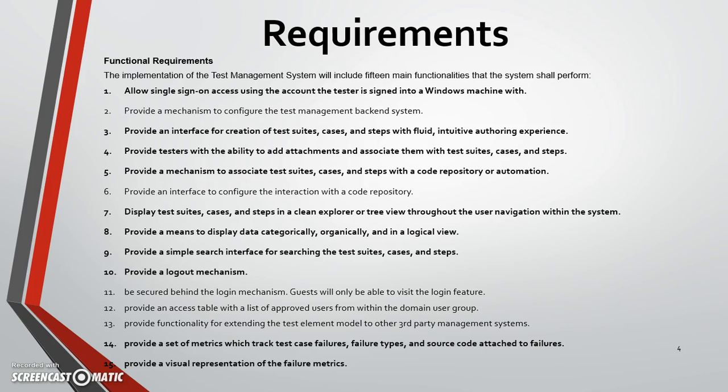So number 7 is to display the tests in a clean Explorer or tree view throughout the user navigation within the system. Provide a means to display data organically in a logical view. Number 9, provide a simple search interface for searching your tests. And number 10, provide a logout mechanism. Number 14 and 15 were part of my contribution, which was to provide, aside from the automation, a set of metrics which track test cases, failures, failure types, and source code attached to failure, and provide a visual representation of the failure metrics.